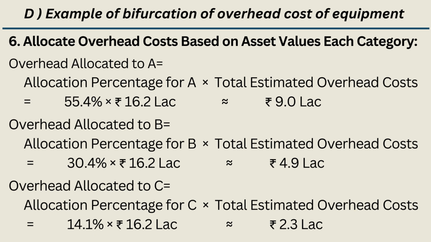Overhead allocated to Category B. Overhead allocated to B equals allocation percentage for B multiplied by total estimated overhead costs. Equals 30.4% multiplied by 16.2 Indian rupees lakh is almost equal to 4.9 Indian rupees lakh. Overhead allocated to Category C. Overhead allocated to C equals allocation percentage for C multiplied by total estimated overhead costs. Equals 14.1% multiplied by 16.2 Indian rupees lakh is almost equal to 2.3 Indian rupees lakh.